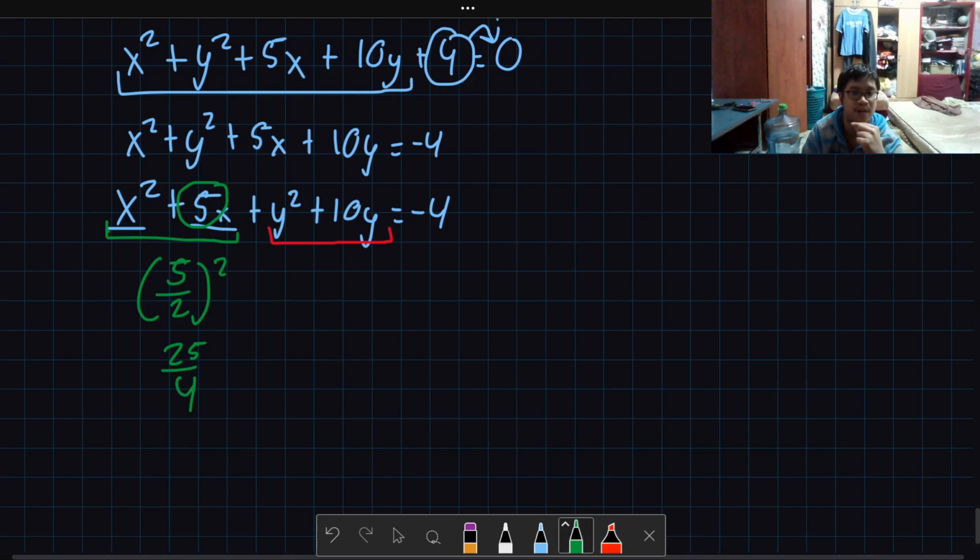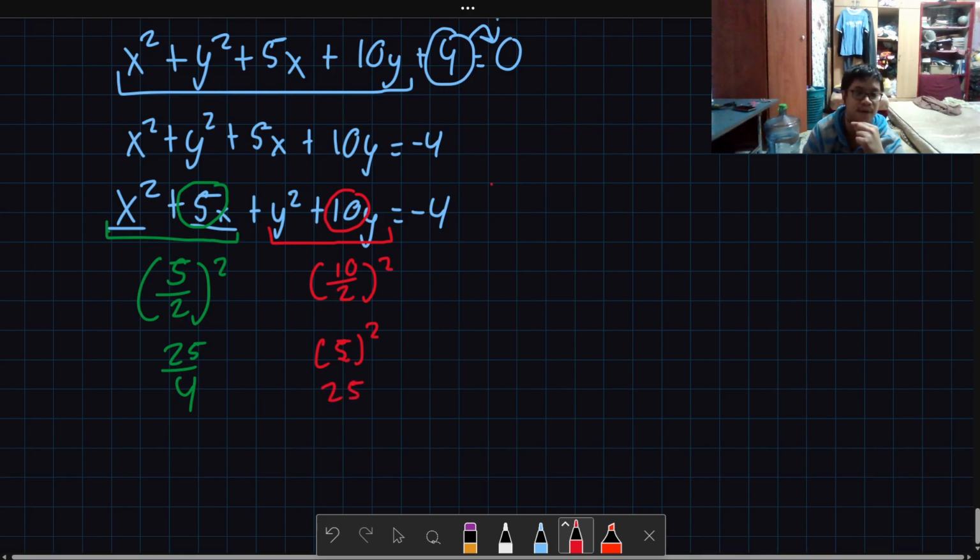Now on the right side, on the y, similarly we get 10. Then we divide 10 by 2, then we square it. 10 divided by 2 is simply 5. Then we square 5, which gives you 25. Now, what to do afterwards?